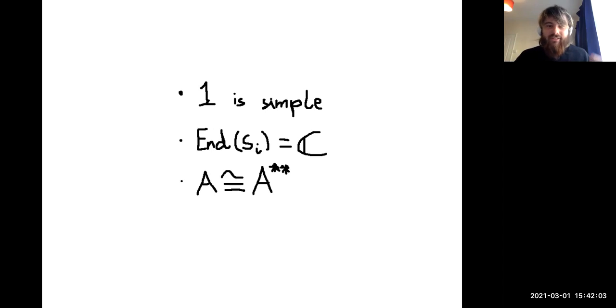So the unit, the vacuum is simple, and the endomorphisms on any simple object, the Hom set of endomorphisms.